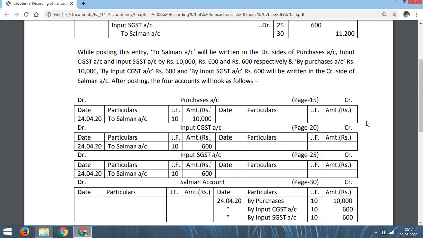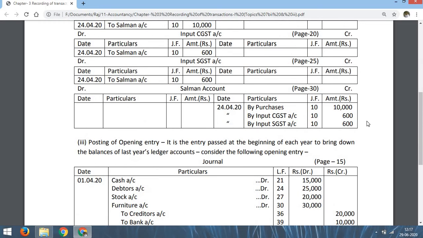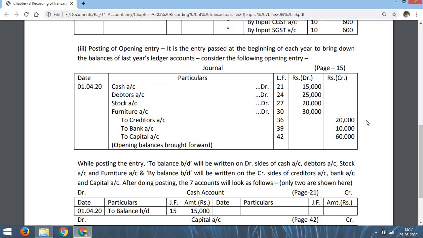So this is the way how the posting of a compound entry is done in case of multiple debits or multiple credits.